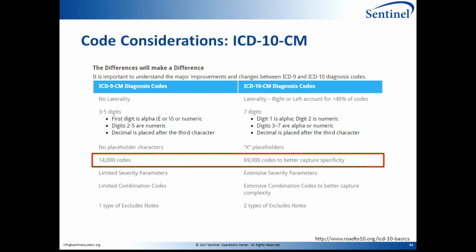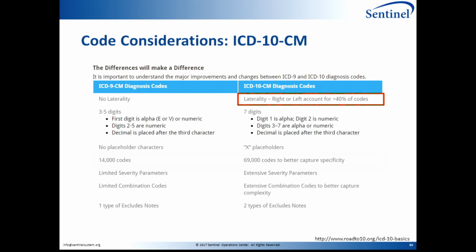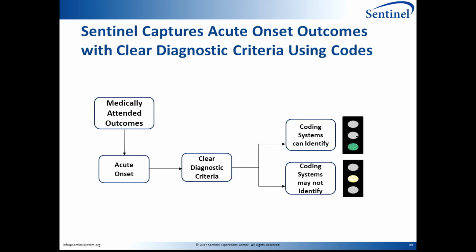I think there were some other areas to highlight. Yes, the number of codes, right? 14,000 codes in ICD-9, almost 70,000 codes in ICD-10. Again, about 40% of that is with this increase in the laterality. All right, medically attended outcomes.